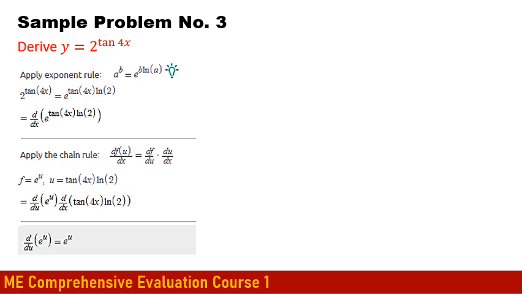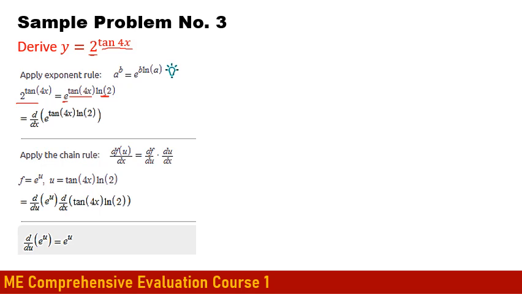That a to the power of b is equal to e to the power of b ln a. So from the given, we can take a as the value 2 and b as tan 4x. So that a to the power of b, which is 2 to the power of tan 4x, is equal to e to the power of b, which is tan 4x, times ln a, which is ln 2. So we simply substitute an exponent form of this equation here.